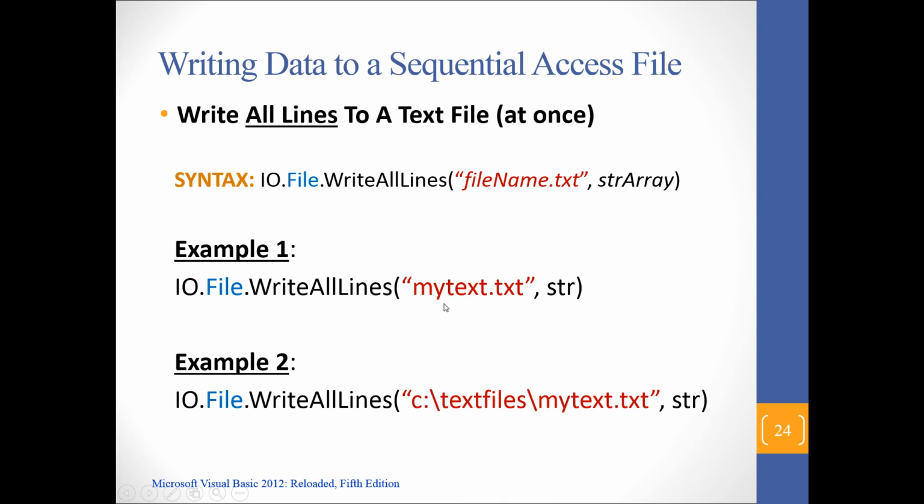So if you put just the file name here, it's going to be stored inside that bin folder. If you put the whole complete URL directory, then it will go into that location, whatever that file is being saved into. Okay. So you write all the arrays, all the strings, or all the content in that array all at once. It opens the file, writes the data, and then closes the file off for you automatically.